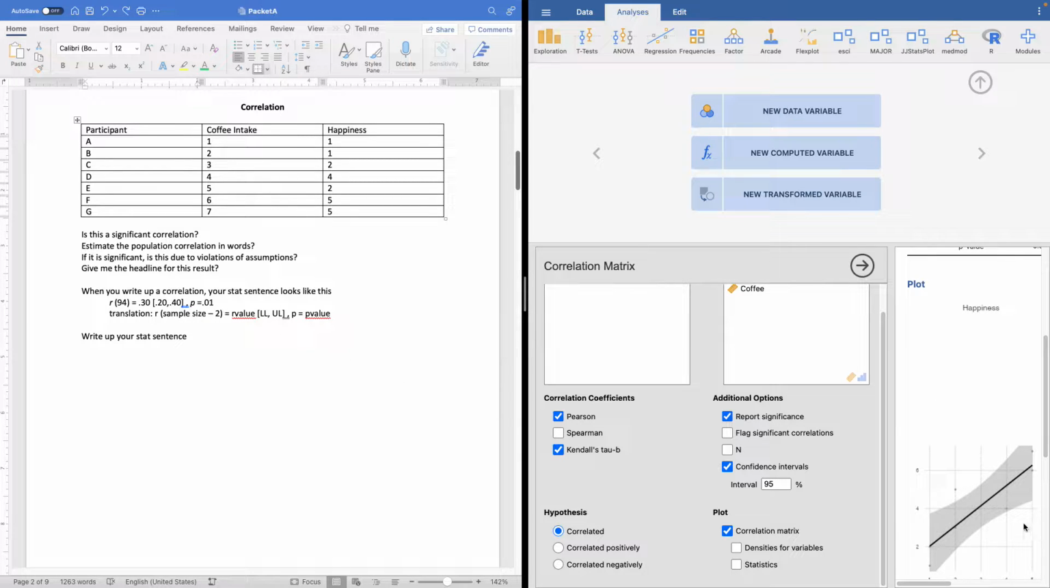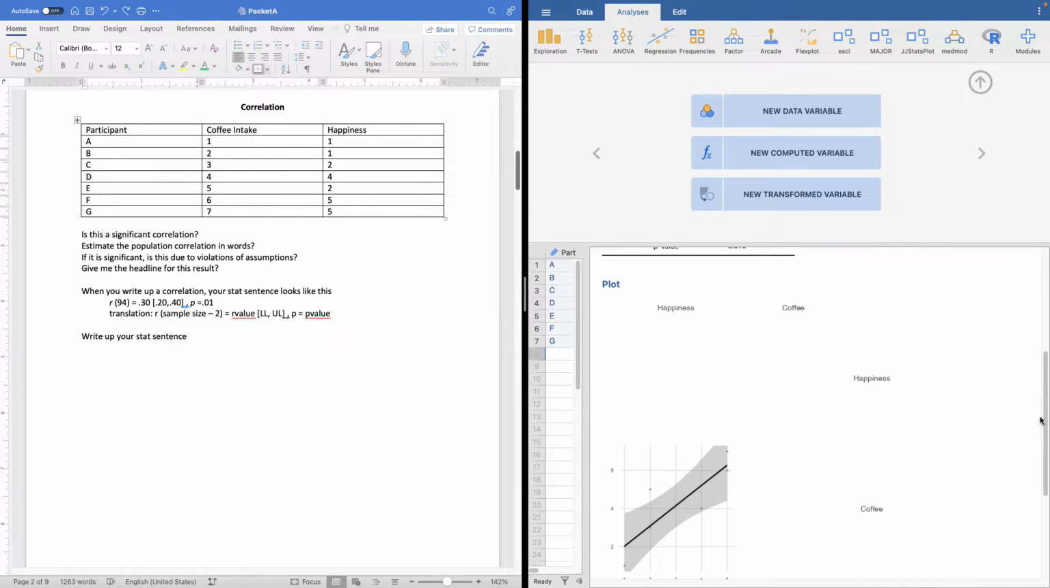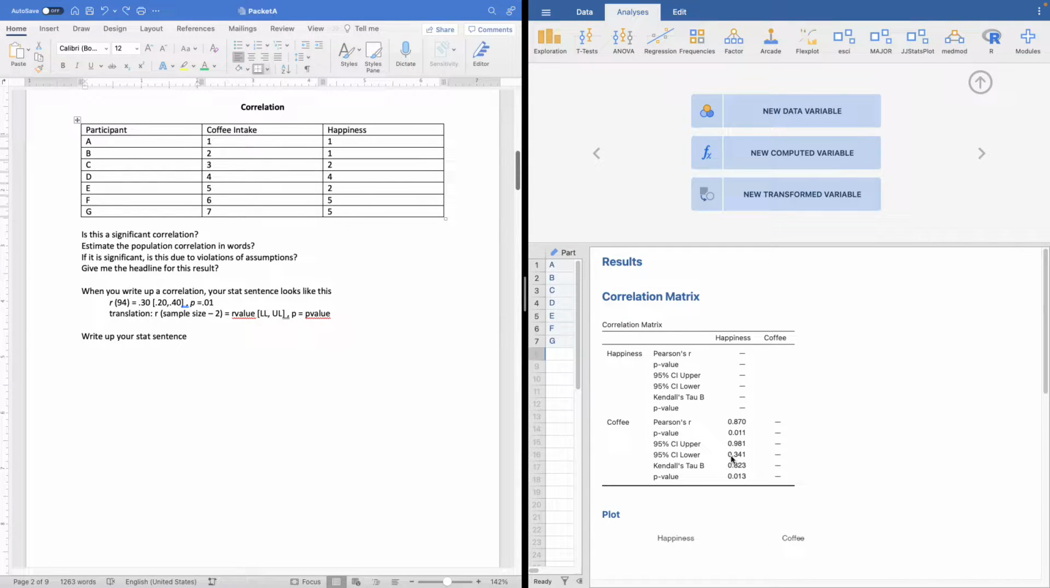So, is this a significant correlation? That's our first question. I'm going to move this over, get this nice and big for us. P-value is significant. Yes, it is. So that would be yes. Estimate the population correlation in words. So it's between 0.34 and 0.98.